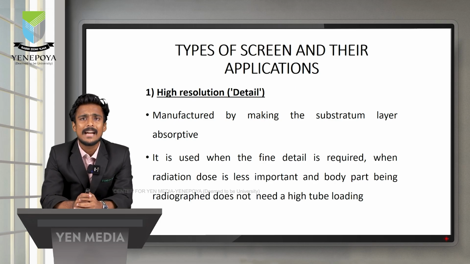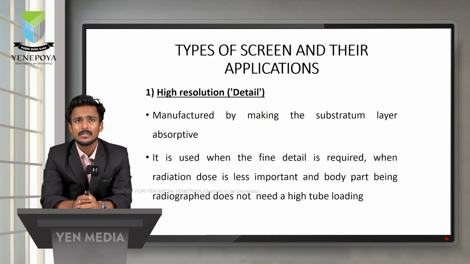So moving to the types of screen and their applications. Basically there are three types of screen. First one is the high resolution screen. We use the high resolution screen for detailed radiographs. A high resolution screen is manufactured by making the substratum layer absorptive. There are two types of substratum, reflective substratum as well as absorptive substratum. An absorptive substratum provides a detailed image.